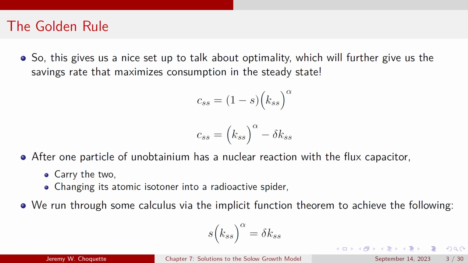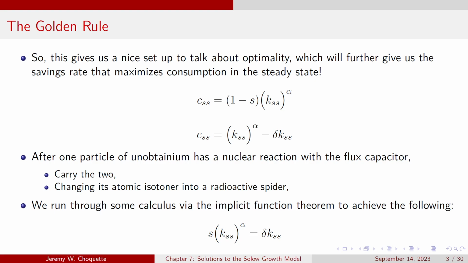So I get steady state consumption, and I take one particle of unobtainium, have a nuclear reaction, flux capacitor, carry the two, change atomic isotope into a radioactive spider, run through some calculus via the implicit function theorem, and I get savings times output equals delta times steady state capital. Okay. Savings times steady state output, that's investment, right, equals the depreciation rate times steady state capital.